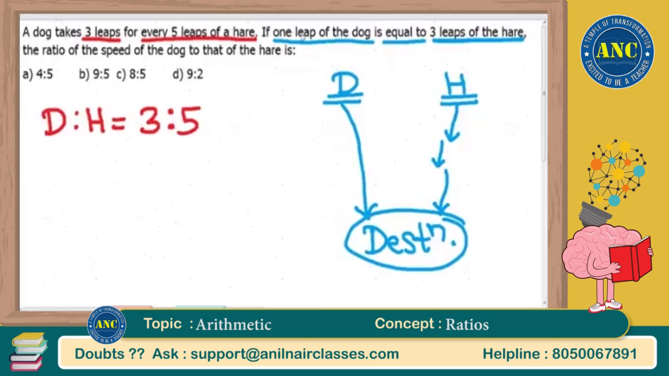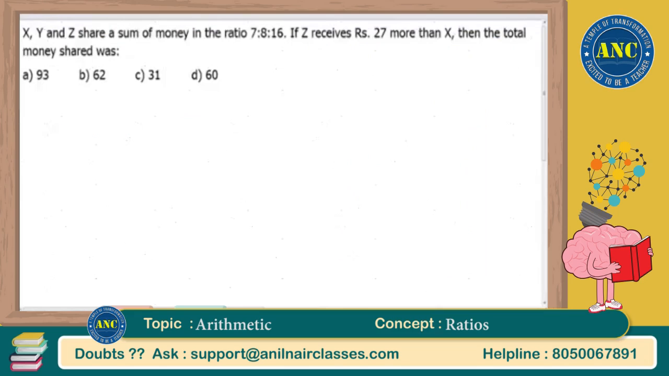That means who is more efficient? The dog is only taking 1 day to complete the work, like a time and work based question, whereas the hare is taking 3 days to complete the same task. Who is more efficient in this case? The dog is more efficient. How much more efficient is it? It is 3 times more efficient. If the dog is 3 times more efficient, multiply only the dog value by 3. The answer is 9:5.